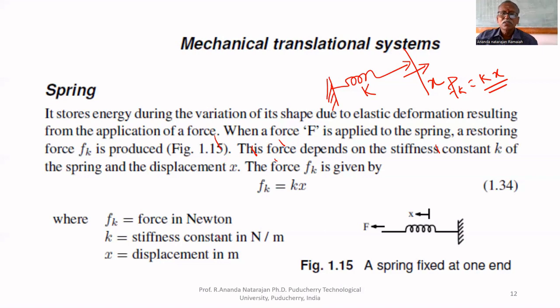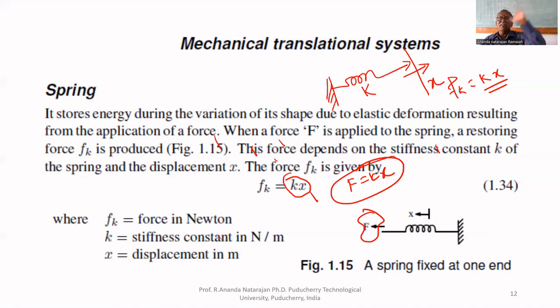I understand that. So the reaction force is Kx. The applied force is F. It must be equal, otherwise it will be moving. These two are equal. Therefore, we can obtain a mathematical model F equal to Kx. As far as the spring is concerned, we can write the mathematical model.